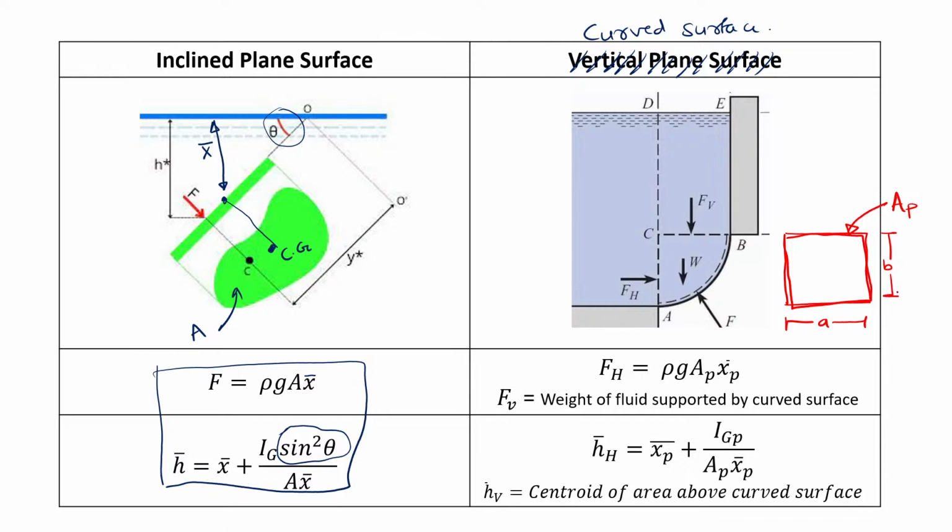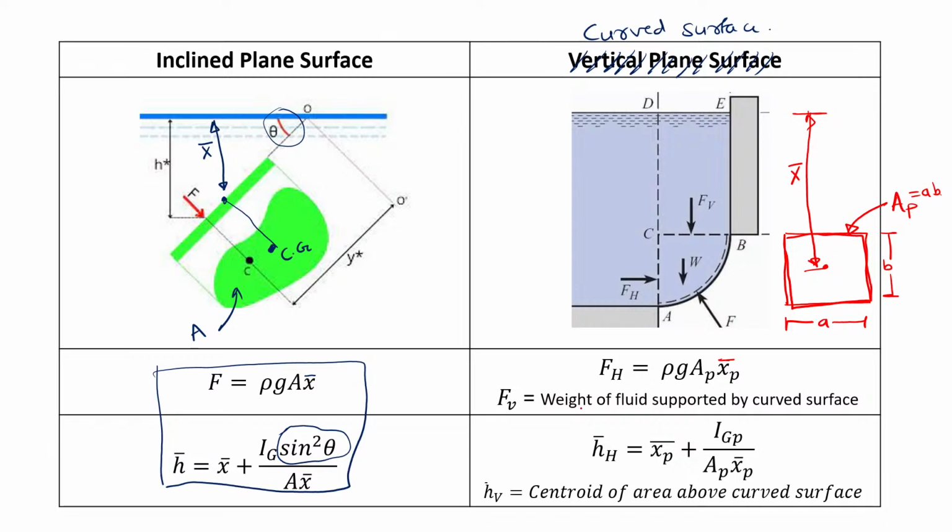This height is B. So A_P we can find out as A into B. X bar of the projected area is the X bar from the free surface of the liquid, that you have to consider. So by using this we can find out this horizontal force, and the vertical force is very easy.